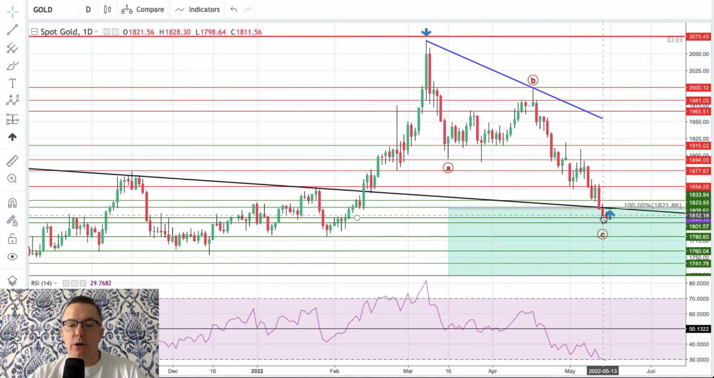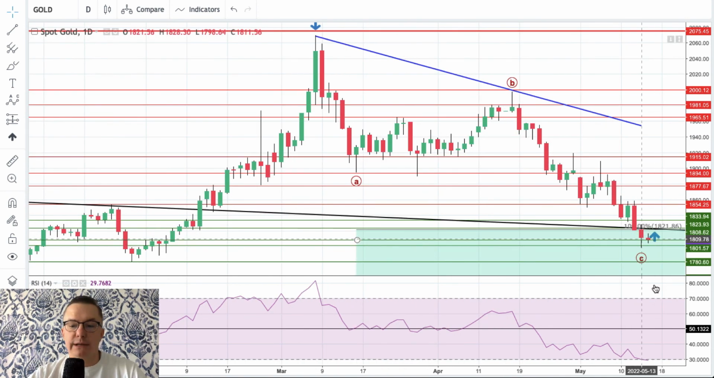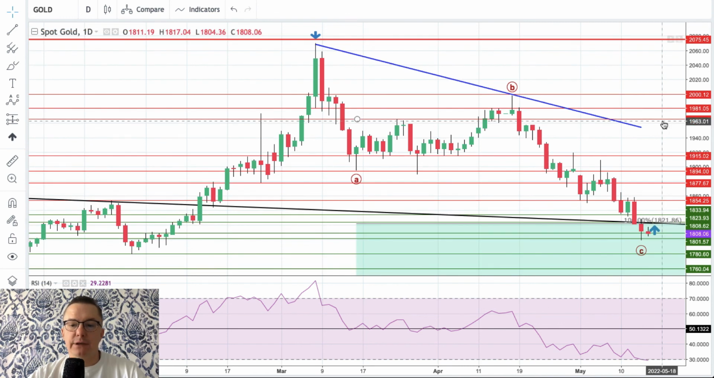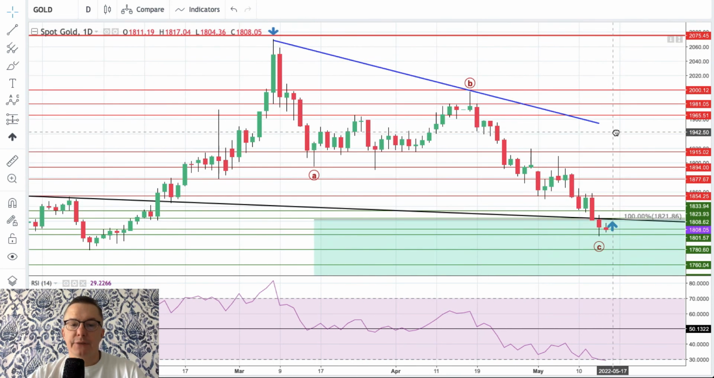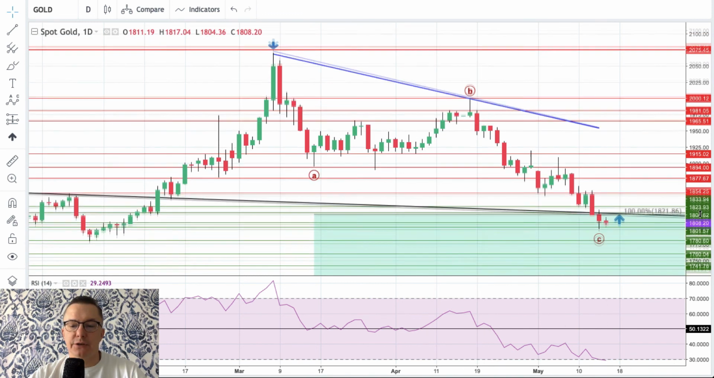The actual low was made, let me just zoom in, at the level of 1798. So very nice progression to the downside, very well respected by the market participants. 100% hit, the trend line violated again. So right now we are waiting for the market to hit another level.